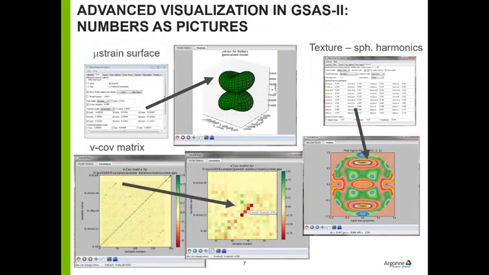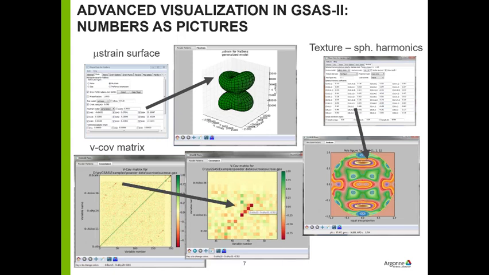Okay, more. If you do microstrains and you refine one of these generalized models, this is the so-called Popa-Stevens model. And by the way, I call it that because Popa actually described it before Peter Stevens. So it's the Popa-Stevens model, or it should be anyway. And you might be interested to know what these numbers represent. Well, it's a surface that looks something like this. And so that gives you the microstrain surface. If it's isotropic, it's a ball. If it's uniaxial, it's an ellipsoid, and so forth.